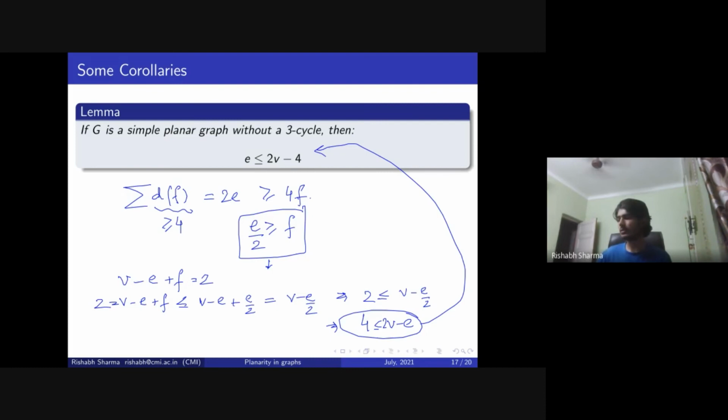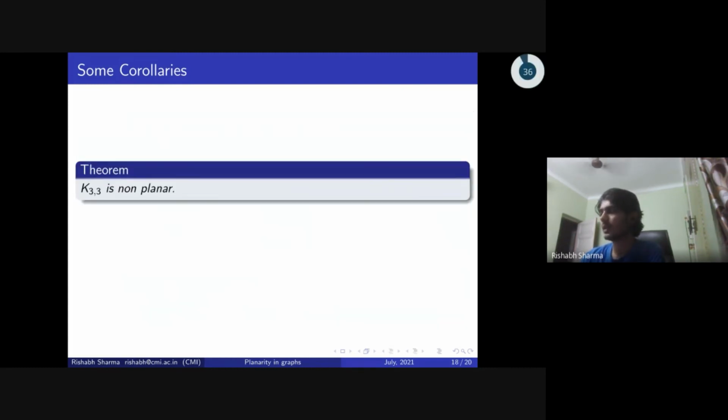Okay. Are there any doubts in this? Okay. I hope not. And so yeah, now let's try to use this to prove that K33 is non-planar. The idea is very, very similar to the previous proof that K5 is non-planar. So can somebody tell me what to do?